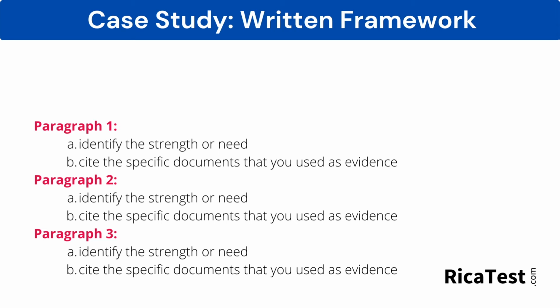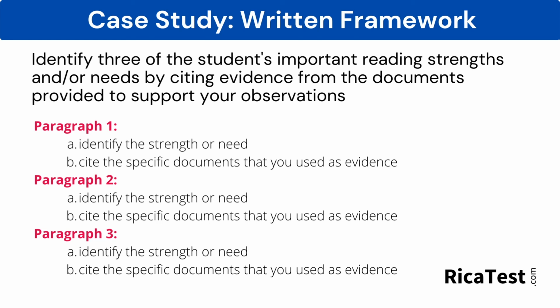Take a moment here to pause the video and examine this framework. What do you notice? Do you see how the first 3 paragraphs of the written response come from answering task number 1 of the case study? Let's put task 1 back on the screen. Identify 3 of the student's important reading strengths and/or needs by citing evidence from the documents provided to support your observations. Again, this means that you will want to write 3 paragraphs that identify either 2 strengths and a need or 2 needs and a strength based on the student's reading assignments and assessments that are provided to you.